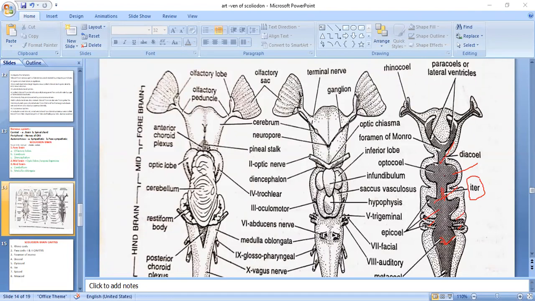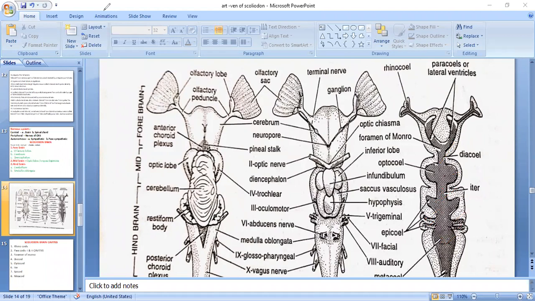The cavity present in the medulla oblongata is known as the metacoel or myelocoel. And I forgot, the dorsal portion of the medulla oblongata contains a highly vascularized membrane called the posterior choroid plexus. So that is about the brain.